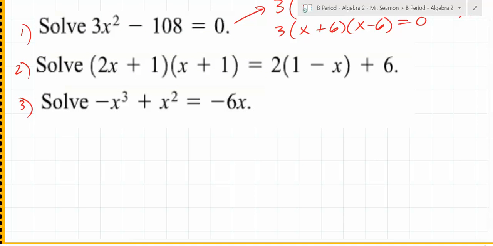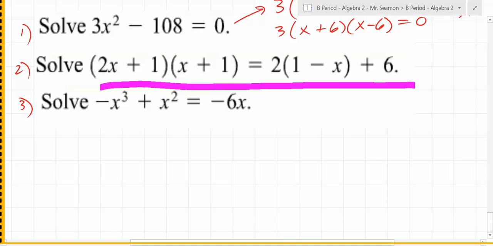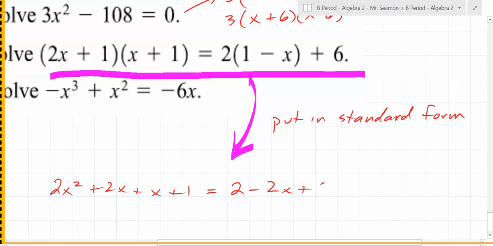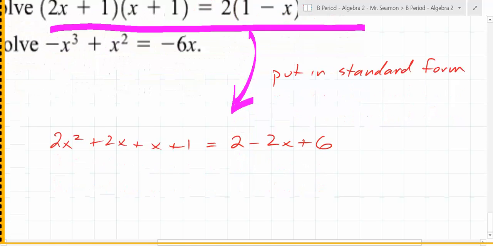So this one right here, is this in standard form? Put it in standard form first, okay? What do you have to do on the left side to simplify this? Distribute. So you get 2x FOIL, 2x squared plus 2x plus x plus 1. And what do you do on the right? 2 minus 2x plus 6. Is that standard form? No.